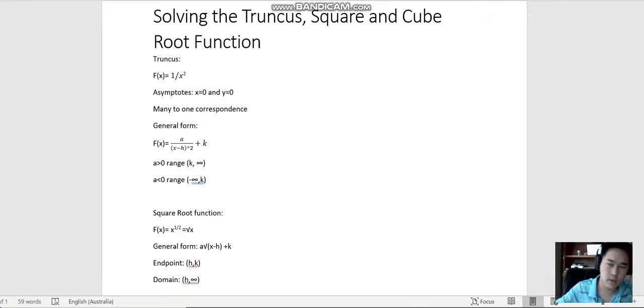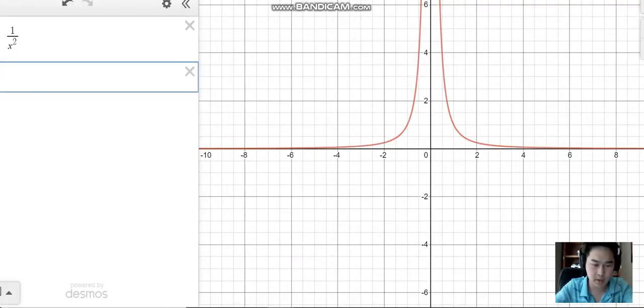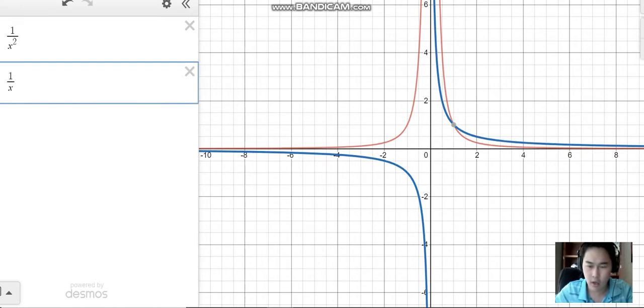Hey everyone, this Maths Guy channel here, and today we're going to be solving the truncus, the square root, and the cube root function. Alright, so the truncus. Building on from the last lesson of the hyperbola 1 over x, the truncus is a variation of it, 1 over x squared. And if we just type it up here, you see that it's not that different.